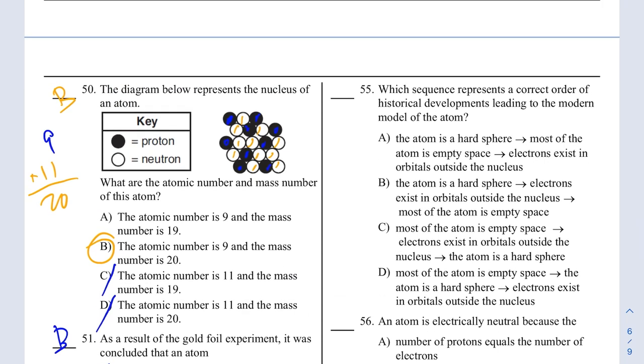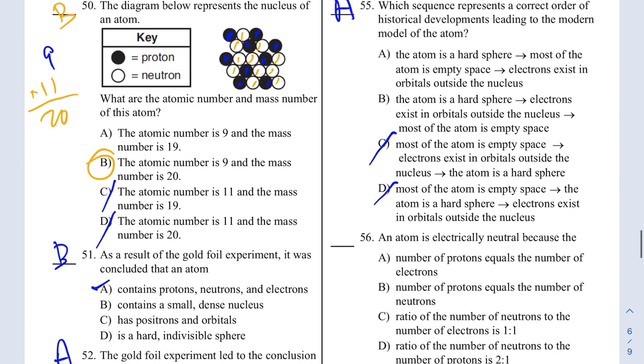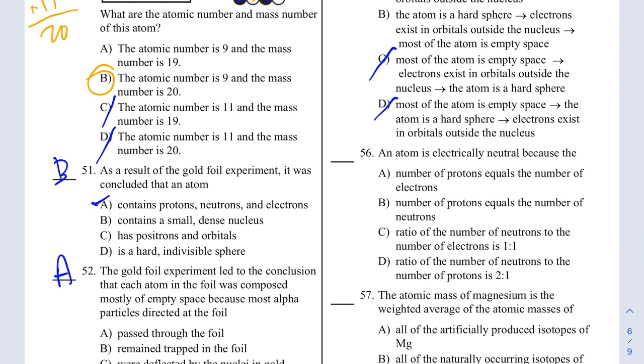Atomic history again. Hard sphere comes first, then empty space, then orbitals. Why is an atom neutral? Because protons equal electrons. Yes, that's right.